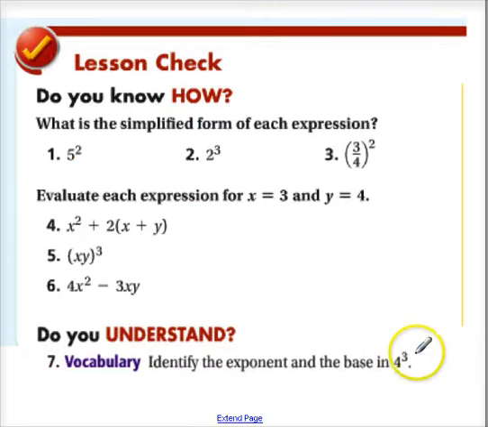All right, that ends our lesson on order of operations. So please complete the lesson check 1 through 7 and bring your notes and these answers to class.